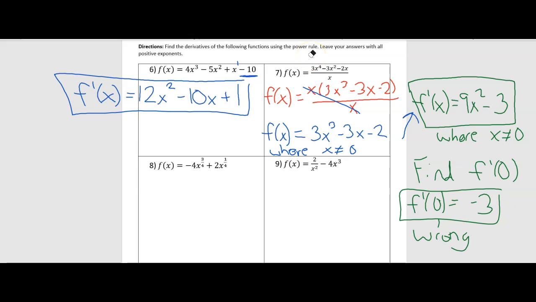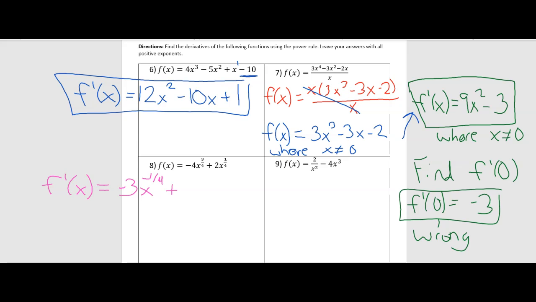If I look at 8, my f prime. The only tricky thing about this is that we're going to be working with fractions, but again, we're in an AP Calculus class. We should be okay with that. Negative 4 times 3/4 is going to be equal to negative 3. If I subtract 1 from 3/4, I get negative 1/4. So it's x to the power of negative 1/4.